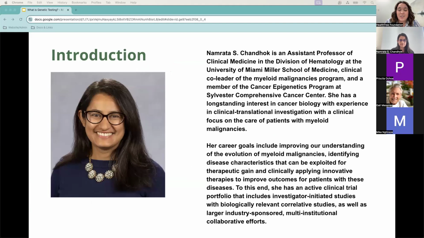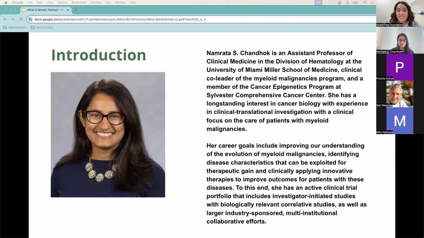So now I'm going to take a moment to introduce our speaker, Dr. Chandhok. Dr. Chandhok is an assistant professor of clinical medicine in the Division of Hematology at the University of Miami Miller School of Medicine, clinical co-leader of the Myeloid Malignancies Program, and member of the Cancer Epigenetics Program at Sylvester Comprehensive Cancer Center. She has a longstanding interest in cancer biology with experience in clinical translational investigation with a clinical focus on the care of patients with myeloid malignancies. Her career goals include improving our understanding of the evolution of myeloid malignancies, identifying disease characteristics that can be exploited for therapeutic gain, and clinically applying innovative therapies to improve outcomes for patients with these diseases.